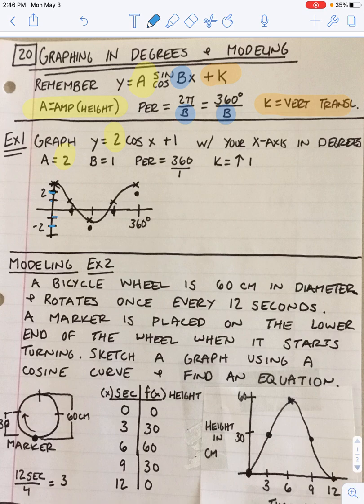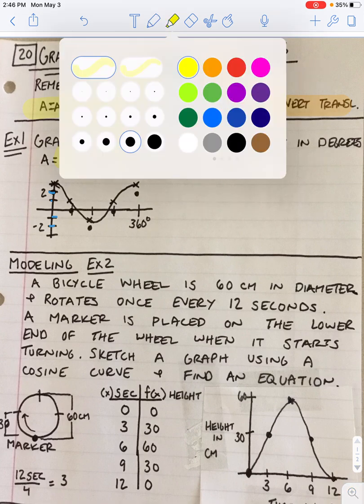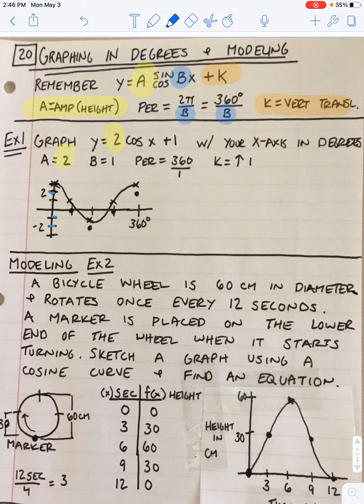Okay, my b value. In this problem, we don't have a b value, but how many x's are there? 1. So our b value is 1. So remember, to find our period, we're just going to do 360 over 1, which is just 360. So on my graph, I make my 4 dash marks, and I make sure to label my last dash mark with my period of 360.